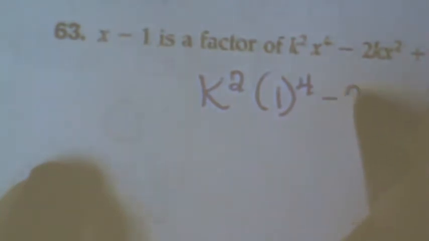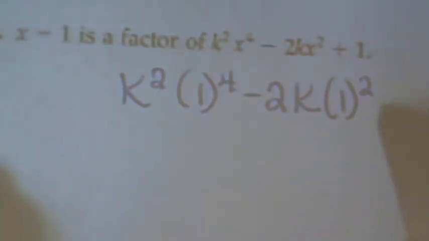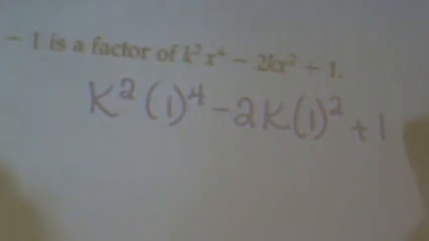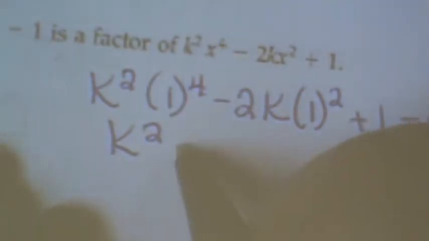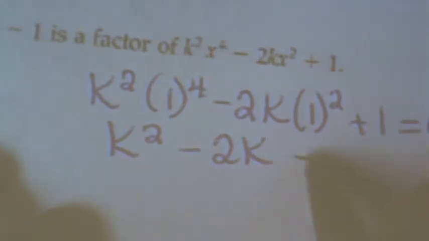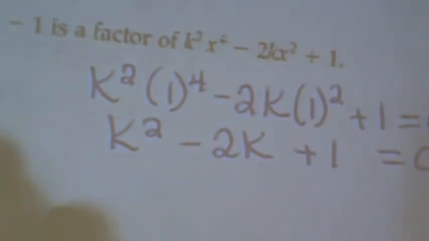And same with this one. You're going to plug a 1 in here. So 1 is in for x. So you can evaluate, you've got k squared, and then 1 to the 4th power minus 2 times k, and then times 1 squared and then plus 1. And you want this to equal 0. So this is going to be a 1, so you have k squared minus 2k, and then plus 1 equals 0.